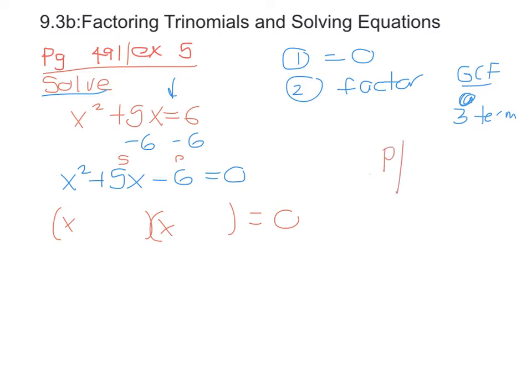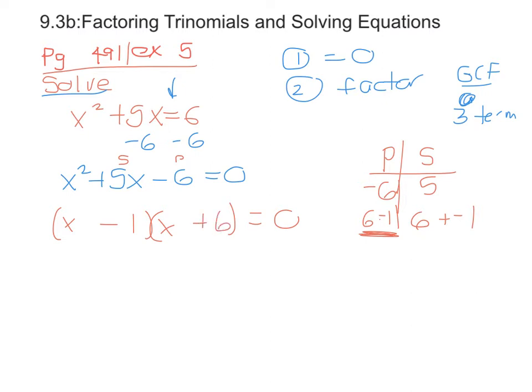So the product of the 2 numbers has to be negative 6, and the sum of those same 2 numbers has to be positive 5. So 6 and 1 will give me negative 6, and 6 and 1 could also give me 5. One of them will have to be negative. So it's going to be a positive 6 plus a negative 1 to give me a positive 5. And 6 times negative 1 does give me that negative 6. So it's minus 1 and plus 6.